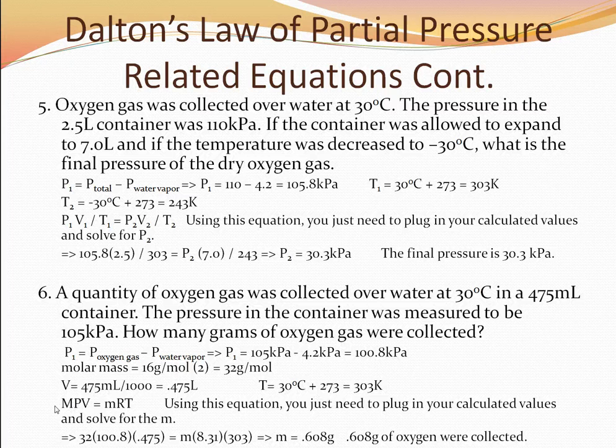Then you can plug those values into your calculated and given values into MPV equals mRT, and then just rearrange the equation to solve for m. So you get 32 times 100.8 times 0.475 equals m times 8.31 times 303. So m equals 0.608 grams, so you know that 0.608 grams of oxygen were collected.